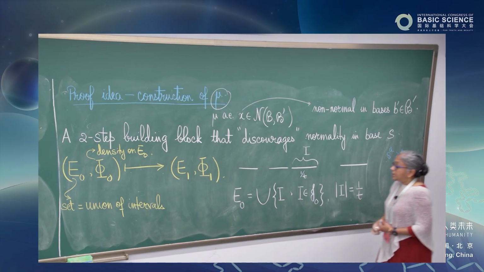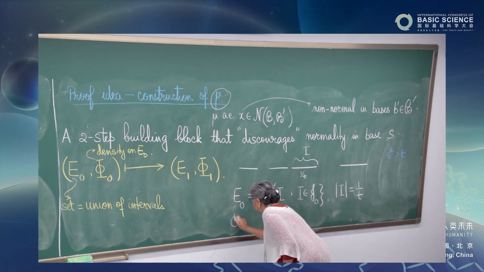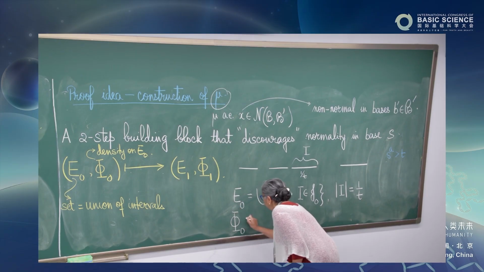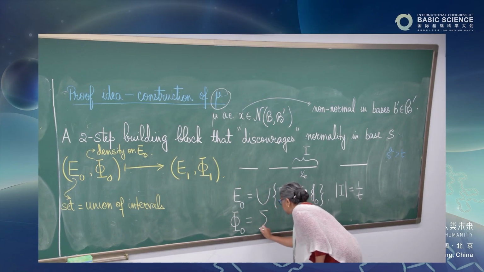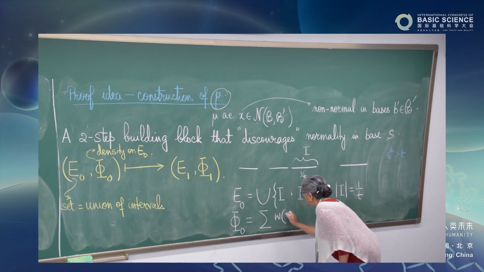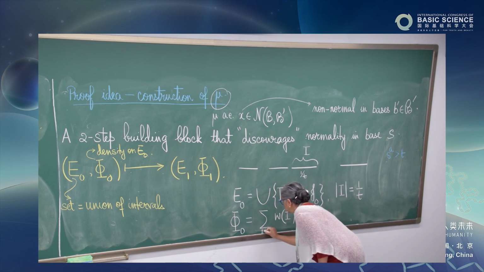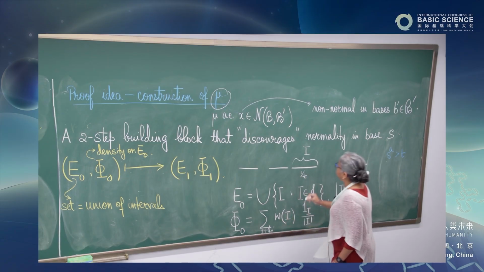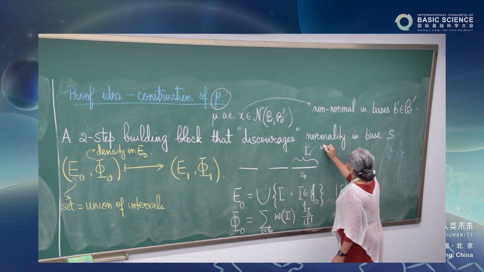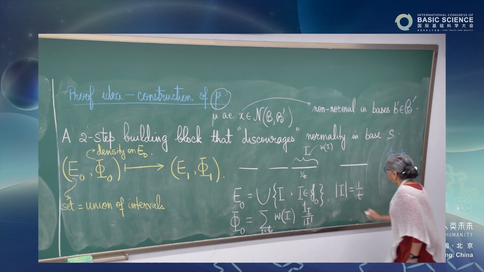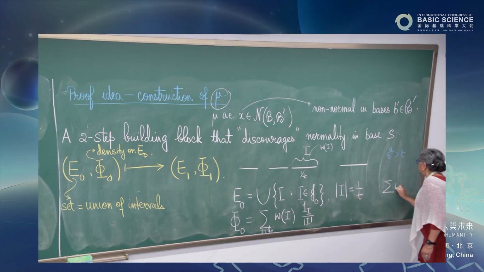And by the way, I haven't told you what phi 0 is. So phi 0 is like a density function which gives a certain weight, Wi, to every interval in I0. Think of this: this interval has been given a weight Wi, and the sum of the Wi's is 1, so that it's a probability density.